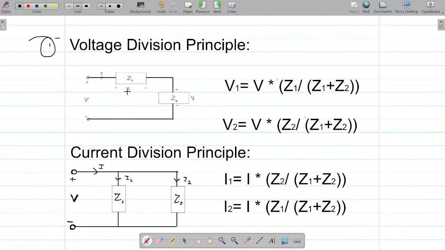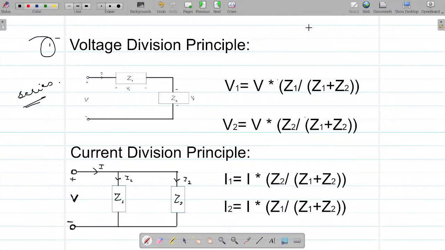For example, the voltage across Z1 is V1. It is Z1 upon the sum of impedances times the total voltage applied to the network, right? This is a basic thing that you've done so far. It is a series connection. That is how you identify a series connection.